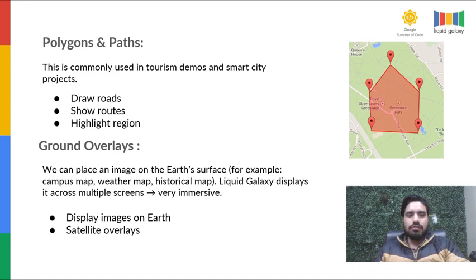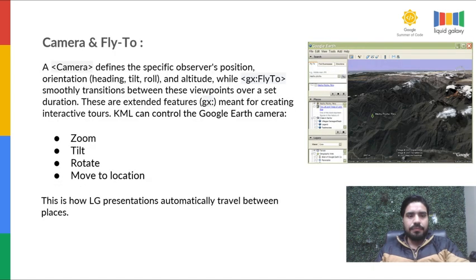Next is the ground overlay. Ground overlay is another commonly used tag. With the help of this tag, we display an image on Google Earth, and we can also display satellite overlays. So let's jump to the next slide.